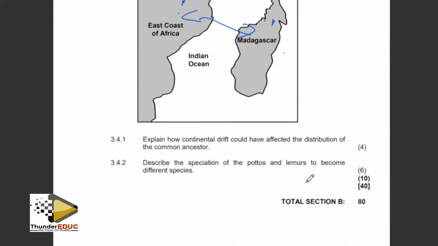They formed 2 new species of potos and lemurs. You can only talk about these 2 new species after you talk about genotypically and phenotypically different. If you don't, you're gonna lose marks. Even if someone is marking, it will pain them, but nothing we can do. You will lose the marks.